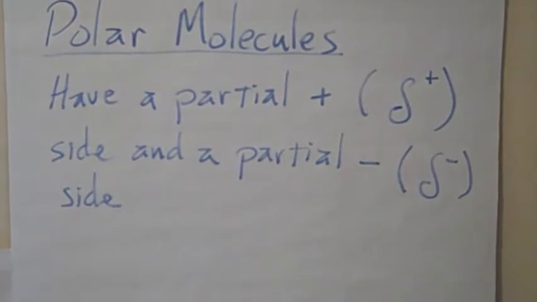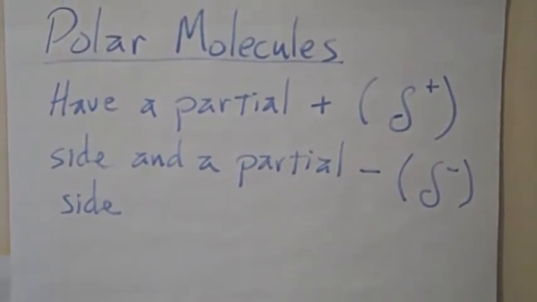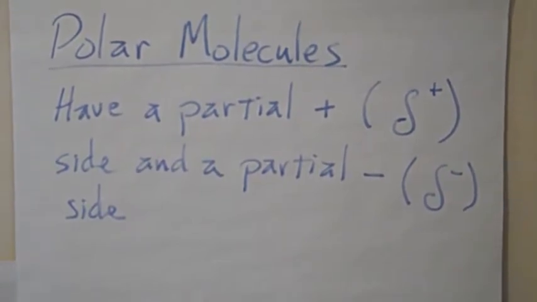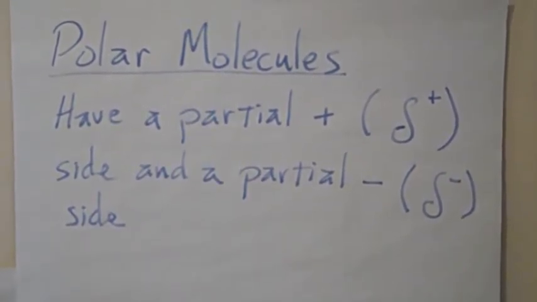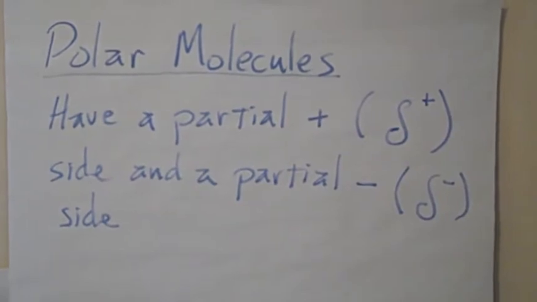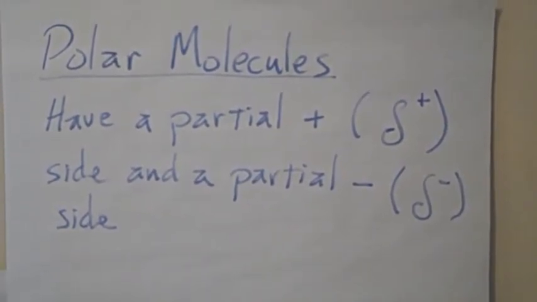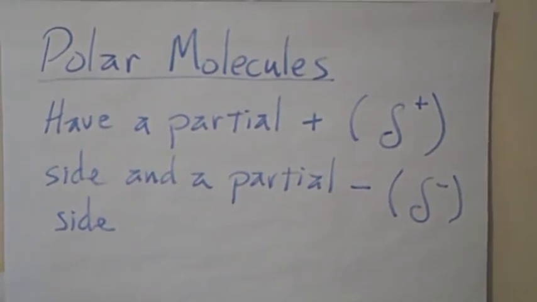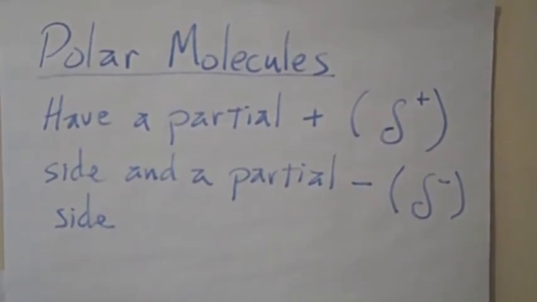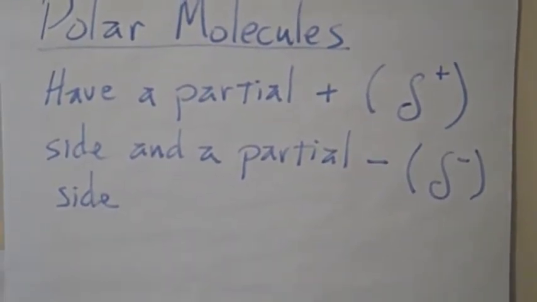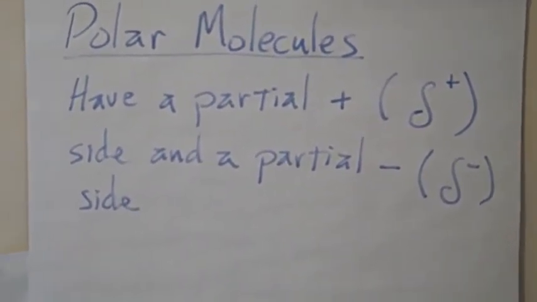Polar molecules have a partial positive side and a partial negative side. And we show the partial positive by using that Greek delta, a small delta, with a plus sign in the upper right, and the partial negative is the same delta with a minus sign in the upper right. And that just designates a partial positive and a partial negative side.